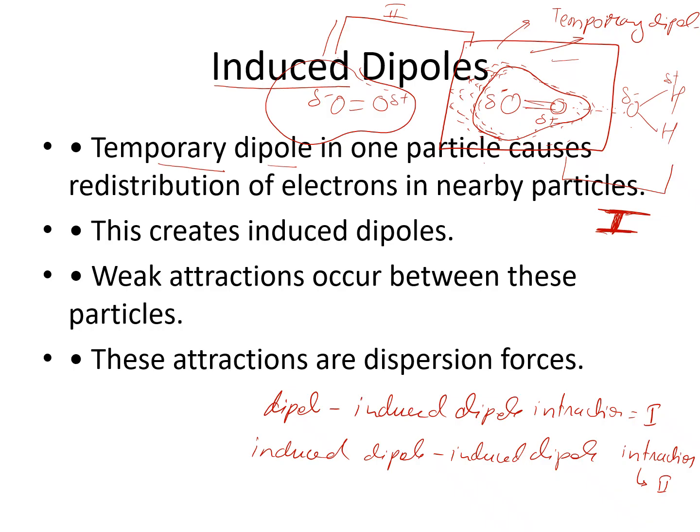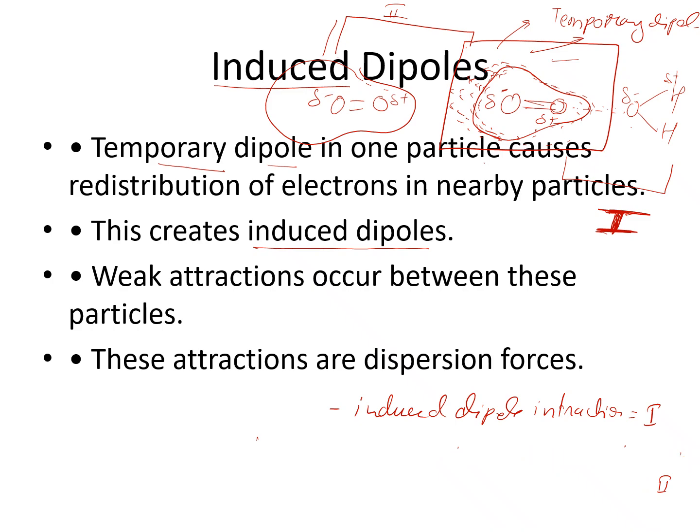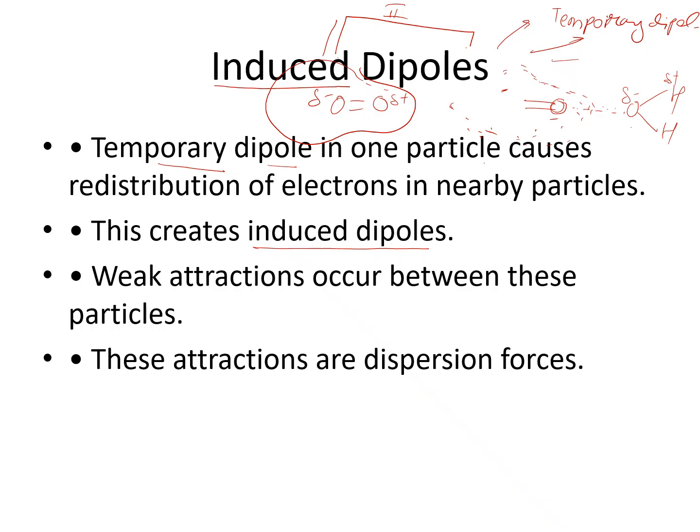So this creates induced dipole. The temporary dipole that was created in the first molecule is going to further create the dipole in next molecules also. That is called induced dipoles. Now you can understand that they are not permanent dipoles, so the forces must be very weak, right? Because they are not complete dipoles. That's why they are weak forces. So weak attraction occurs between these particles. All right, this point you understood?